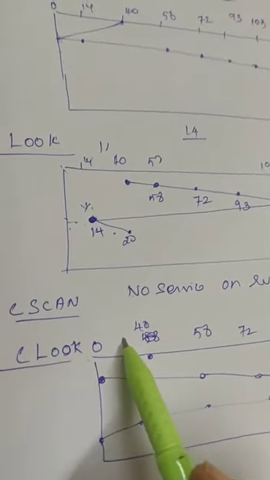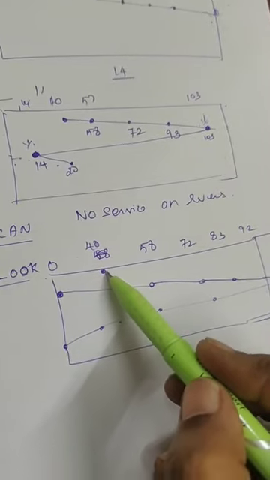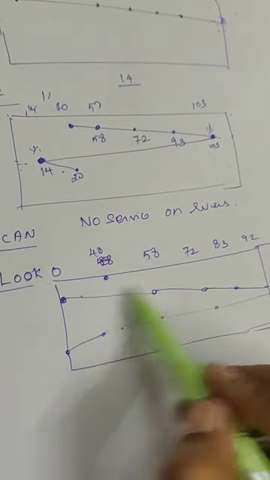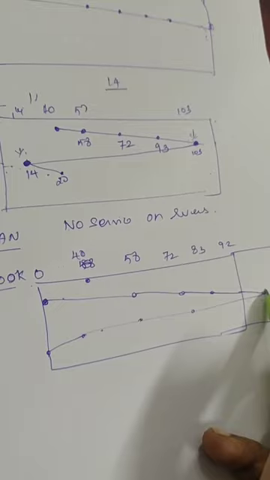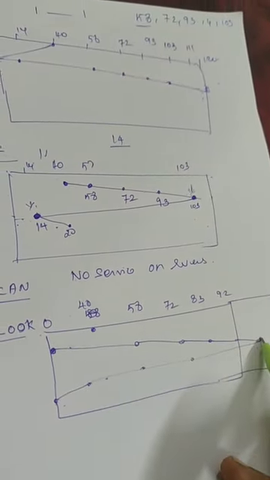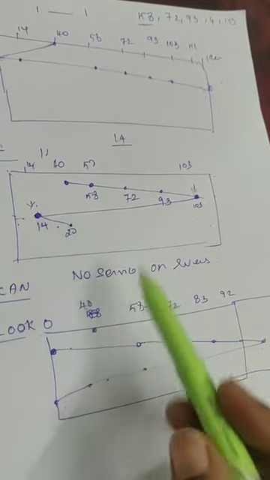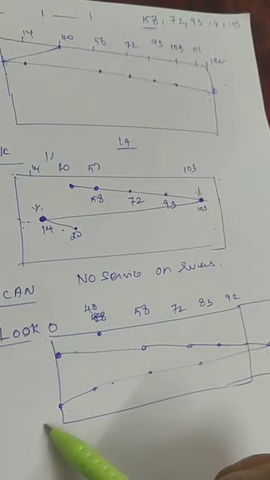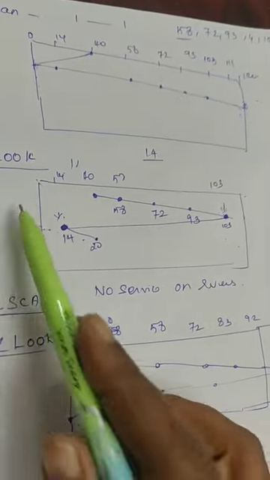And the next is C look. It moves only to the end. On go it services, and only till this it goes and comes back. During return also it services. Okay, the only difference here is that it will not move to the start in look, and it moves to the start in C look. Okay, that is the difference between look and C look.